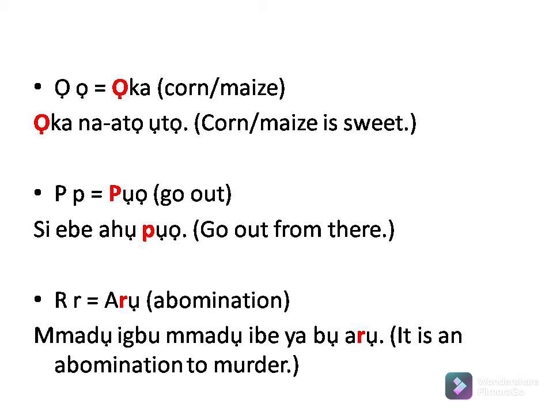The next letter is the R, and you can find it in a word like arụ. Arụ means abomination. And in the sentence we have mmadụ igbu mmadụ ibe ya bụ arụ, which means it is an abomination for a person to kill another person.